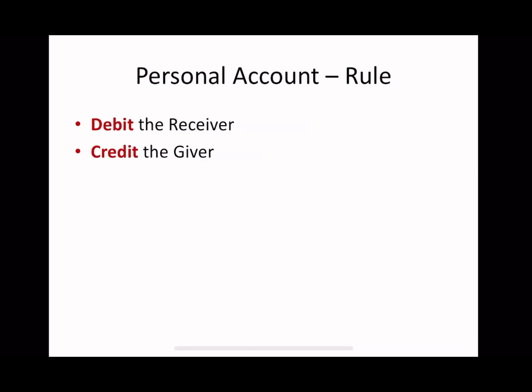Personal account. Personal accounts are the accounts related to persons. Person does not mean only human being. It also includes natural persons like Ram or Sham, artificial persons like bank or company, and representative person like outstanding salary. Whenever it involves a person, it is treated as a personal account. The rule of the personal account is debit the receiver, credit the giver. First, identify who is receiving the benefit and who is giving the benefit. The receiver is debited and the giver is credited.